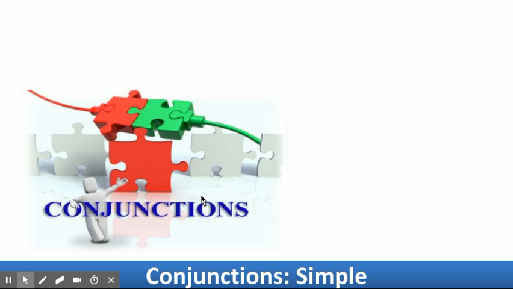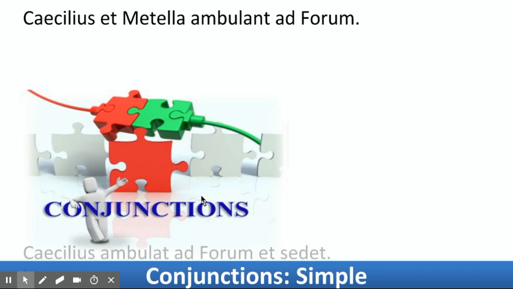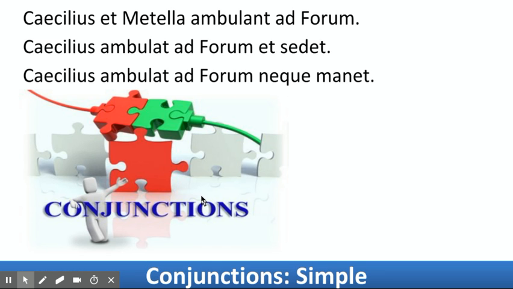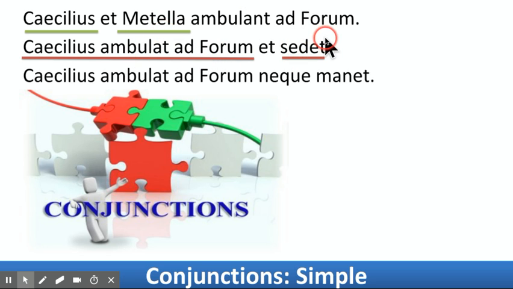Conjunctions join two phrases or two clauses. Like socks, they have two matching sets. And conjunctions that we've seen so far, et and atque, work well. So we have Caecilius et Metella. Those are two phrases. Walk to the forum. Caecilius walks to the forum and sits. Those are two clauses. A clause is a verb and everything with it. So if we have two verbs in a sentence, we have two clauses. And we can also have Caecilius walks to the forum and he does not sit.